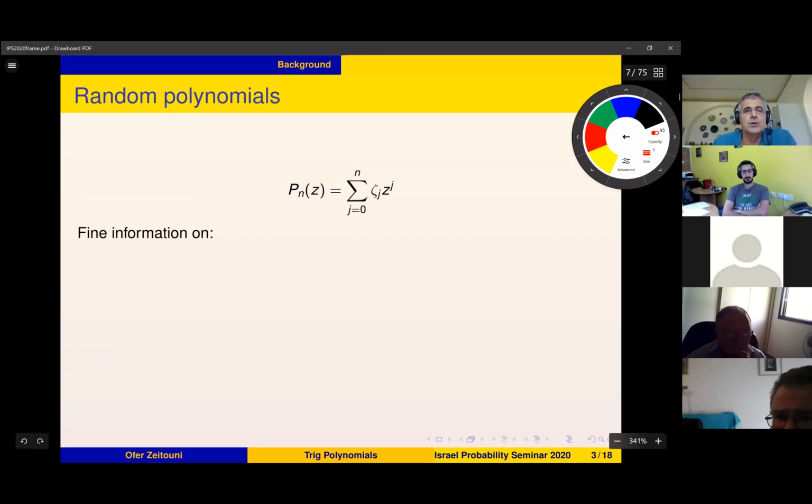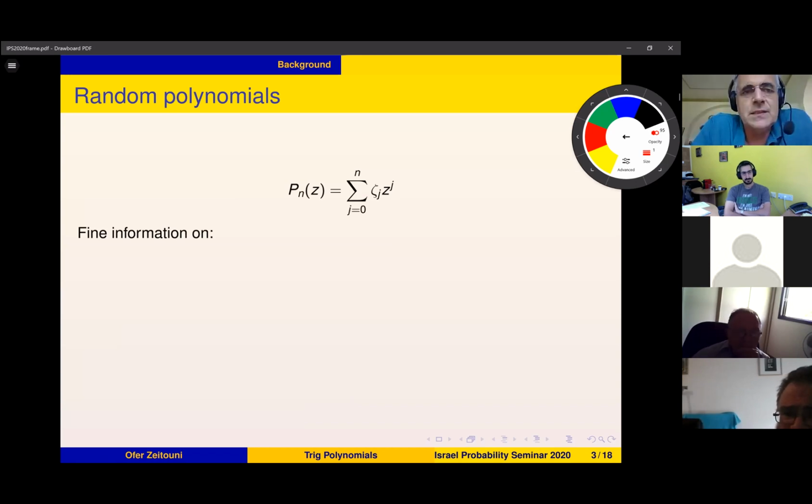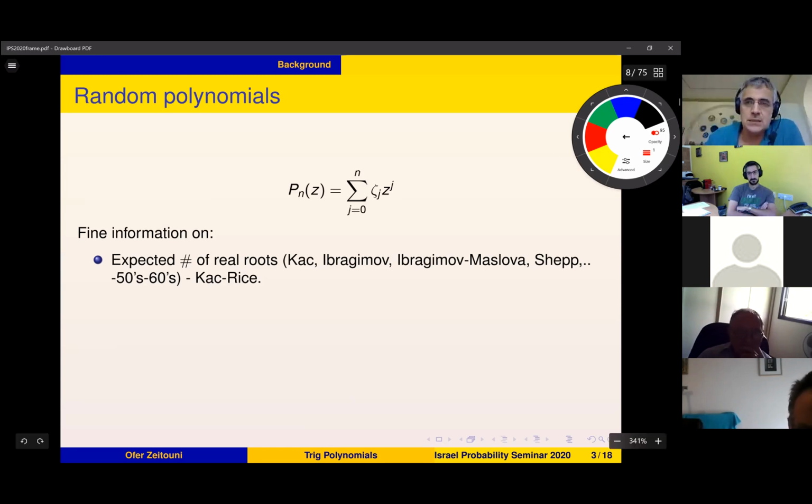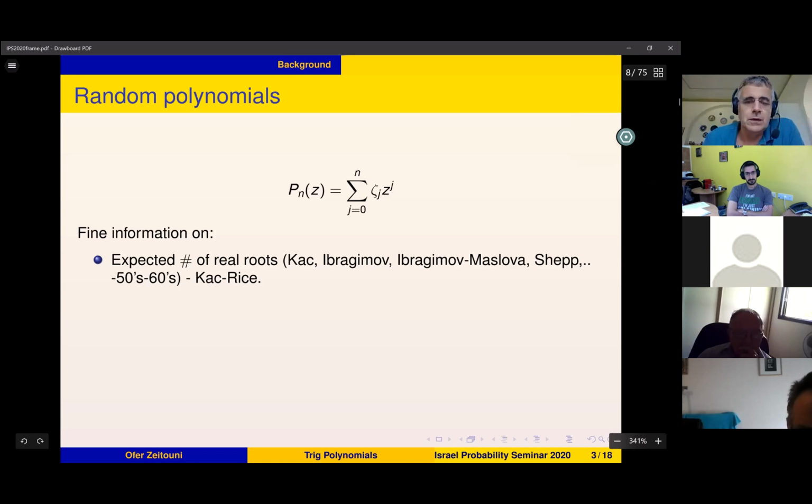So this is the random polynomial we are looking at, and since these results have appeared, a lot of work has been done. Let me just very quickly relate to that. There has been a thread that dealt with the expected number of real roots. This goes back to famous questions of Kac, and to work of Ibragimov and Maslova, Shepp, and others. Those of you who work on such questions know about the Kac-Rice formula. The origin of the Kac-Rice formula, at least on the Kac side, is exactly in dealing with such questions.